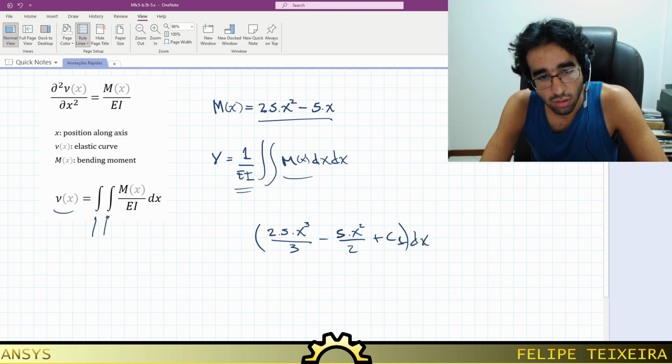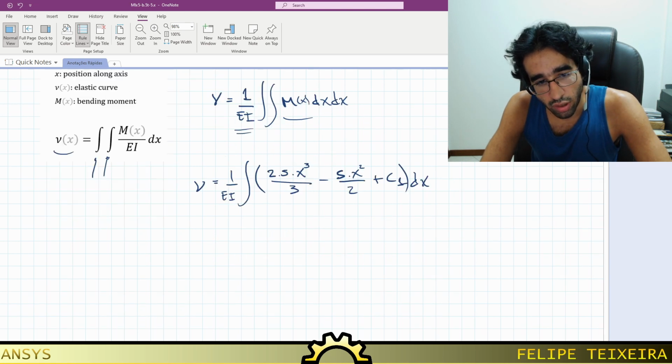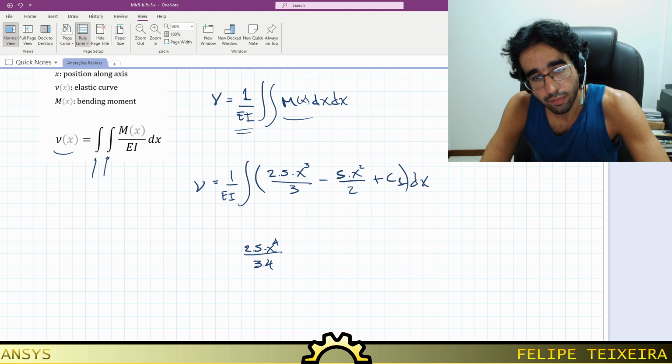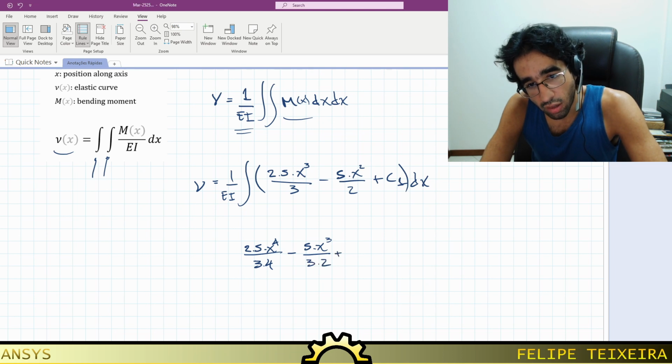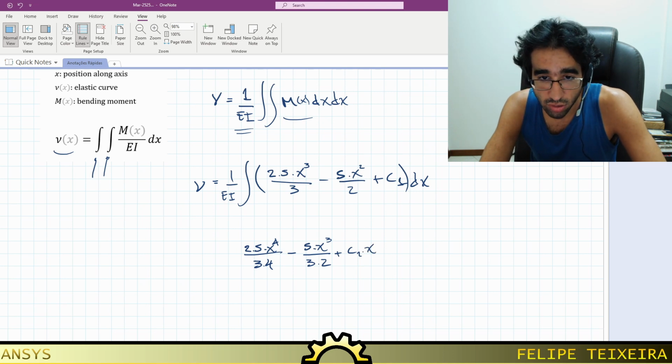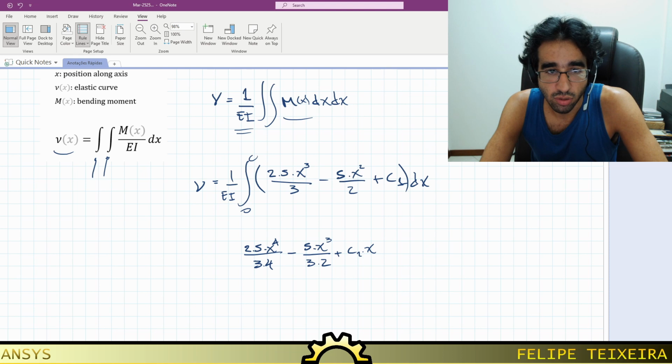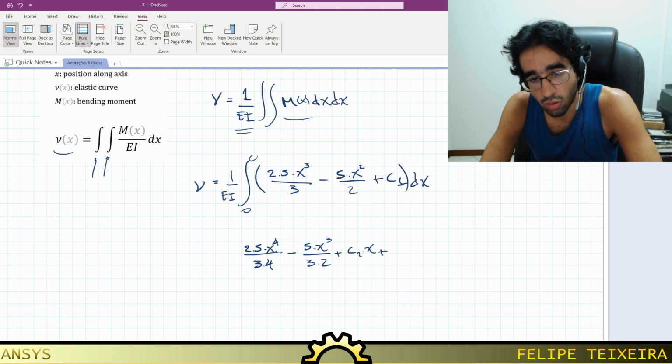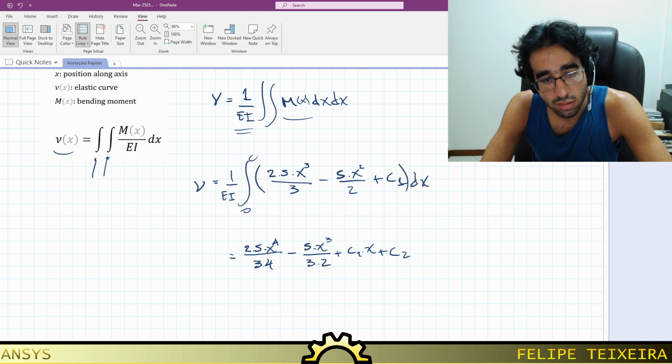I still need to integrate a second time to obtain the value of the elastic curve. We're going to have 2.5 times x to the fourth power over 3 times 4 minus 5 times x to the third divided by 3 times 2. I'm also going to have C1, which was here, now being C1 times x, and because I have integrated yet again without the limits of integration, I also have to add a constant. I'm going to call C2 this time. And this is the expression for the elastic curve.